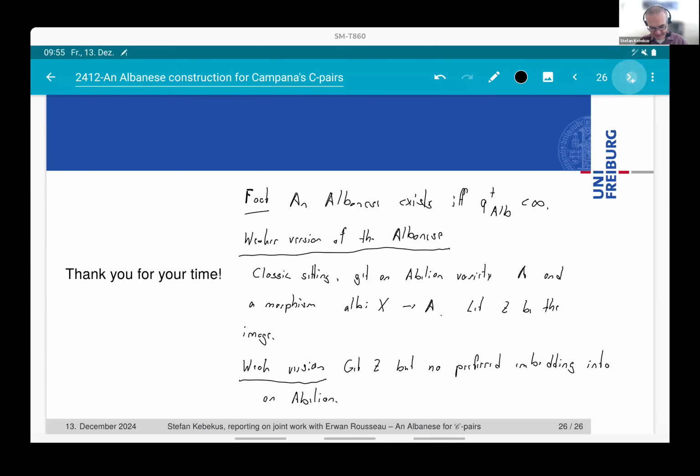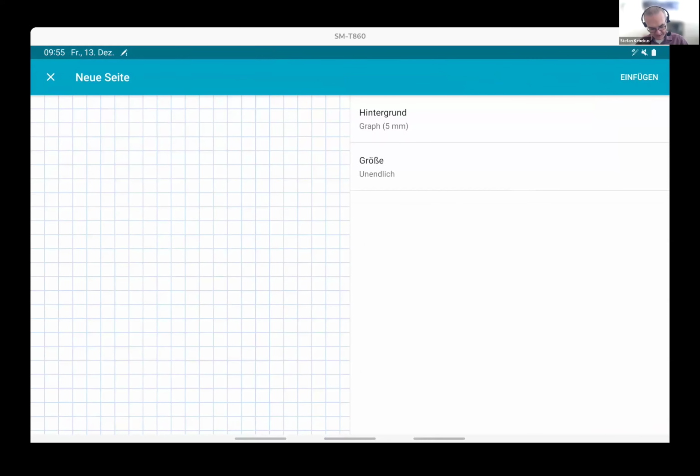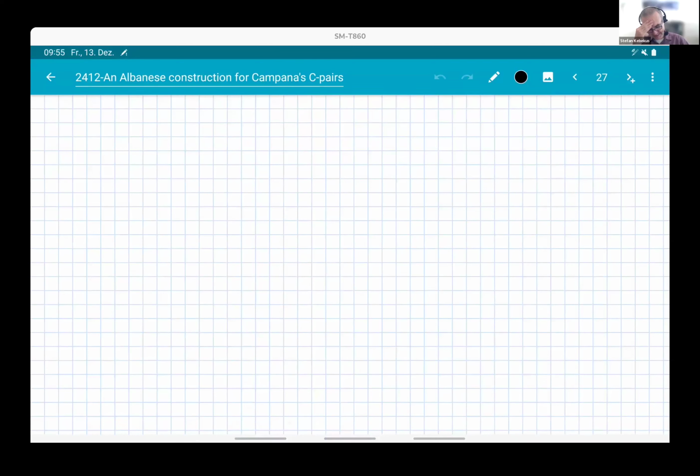So maybe I should add a new page. Here's a new page. So when you have, classically, a logarithmic pair, then you get a quasi-Albanese, which is a morphism from X minus D into a semi-torus, correct?